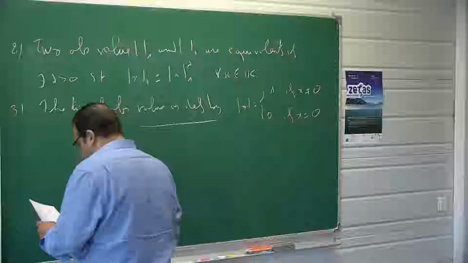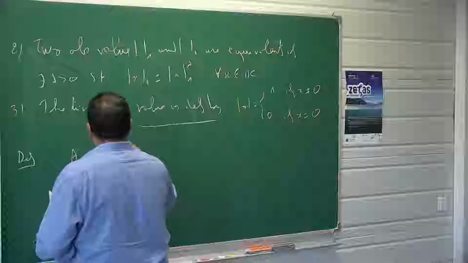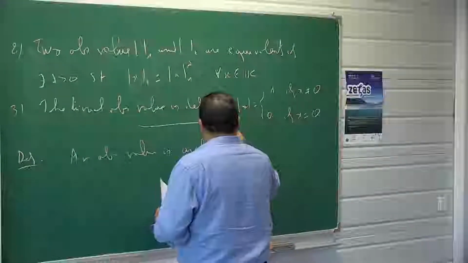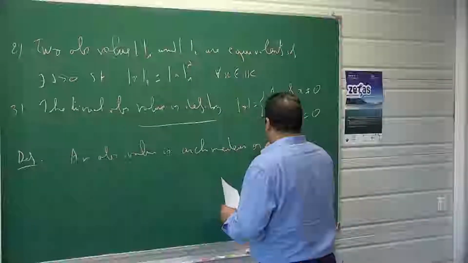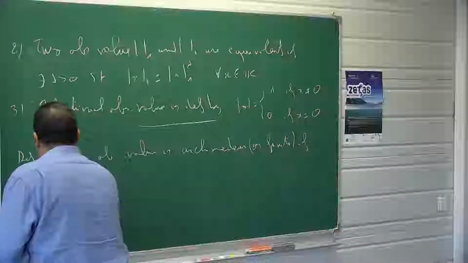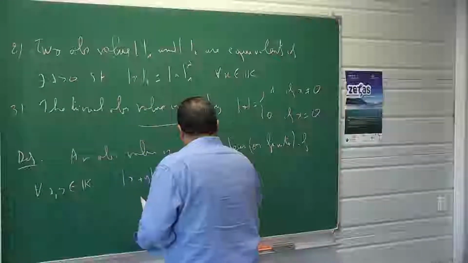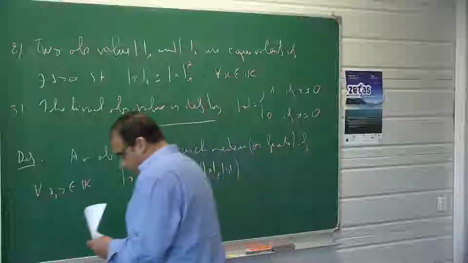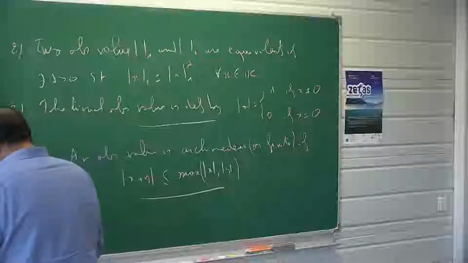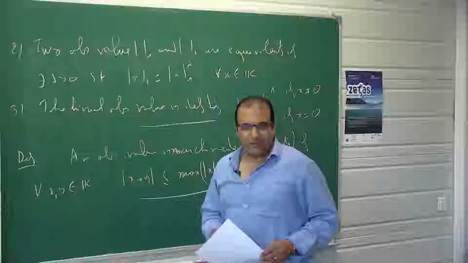And we say that an absolute value is said to be non-Archimedean, or finite, if it satisfies the following inequality. Otherwise, we say it's Archimedean.